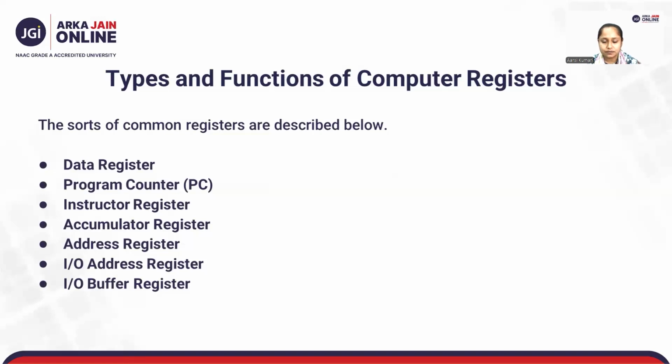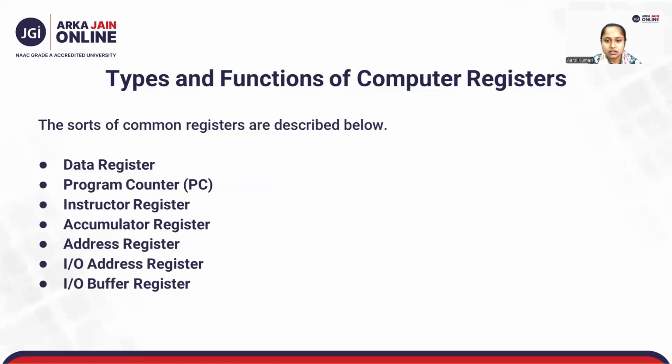Instruction register. It is a 16-bit register. It stores the instruction which is fetched from the main memory. So it is used to hold instruction codes which are to be executed. The control unit takes instructions from the instruction register, then decodes and executes them.